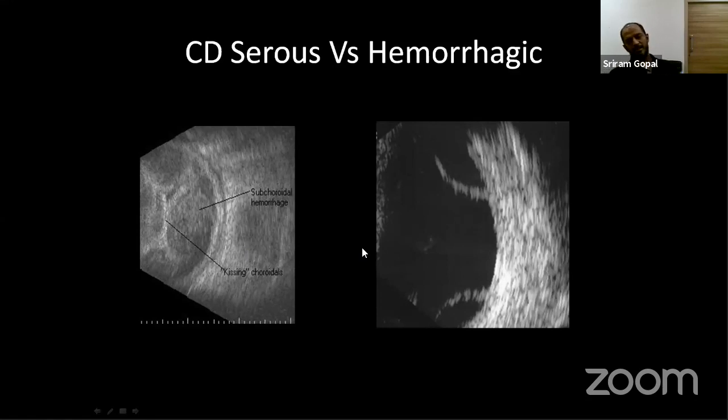Kissing choroidals always happen from the sides. They never happen from up and down. That is because of the vortex vein anatomy. The vortex veins are present at 1, 4, 7, and 10 o'clock. So the distance between the 1 o'clock and the 4 o'clock vortex vein and the 7 o'clock and 10 o'clock vortex vein is much more compared to the vertical gap. The kissing choroidals always approach each other from the side and not from up and down.